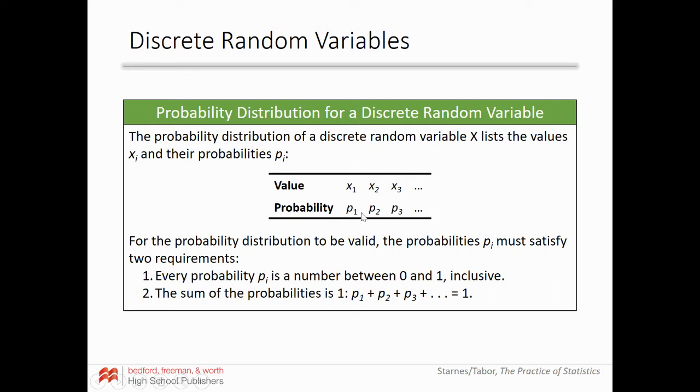All right. For a probability distribution to be valid, the probabilities pi, so each individual one, must be between 0 and 1. That was just like last chapter. And when you add up all the probabilities, they all add up to be 1. So when you add up all the events, you get a probability of 1.